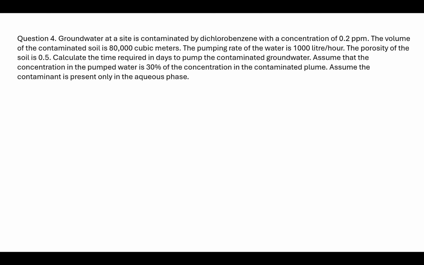Assume that the concentration in the pumped water is 30% of the concentration in the contaminated plume, and assume the contaminant is present only in the aqueous phase. So we have to find out the time required to pump this much concentration of the dichlorobenzene. I will give you all 5 minutes. Just take your time, solve this question, and write the value which you are getting in the chat box. And then we will see how to solve this one.